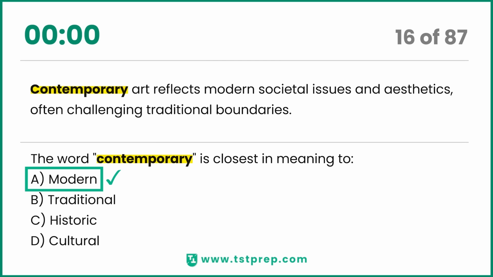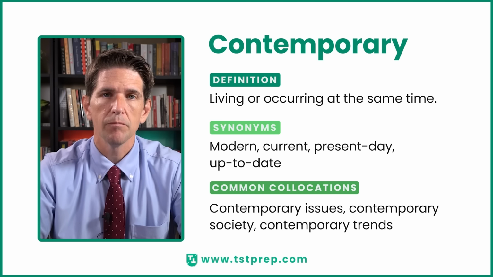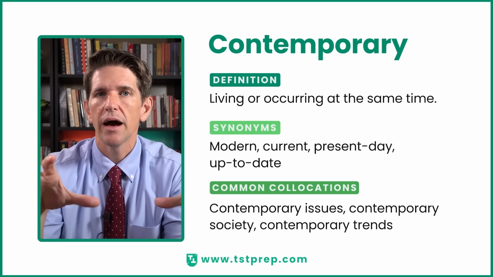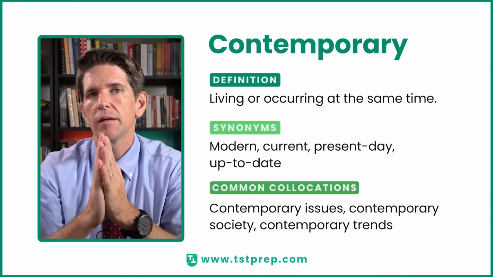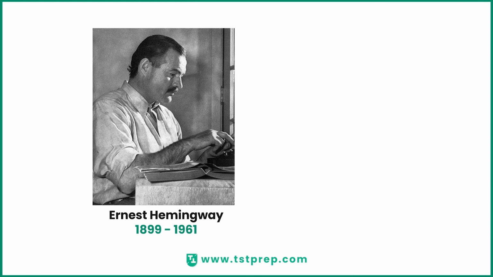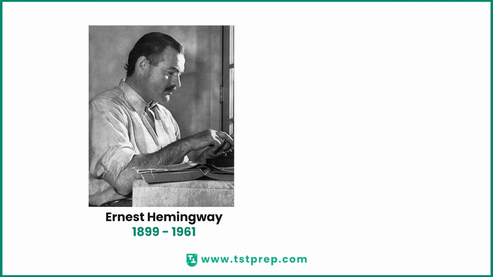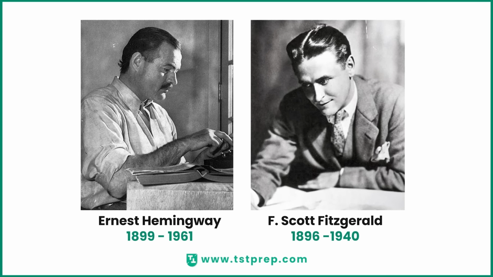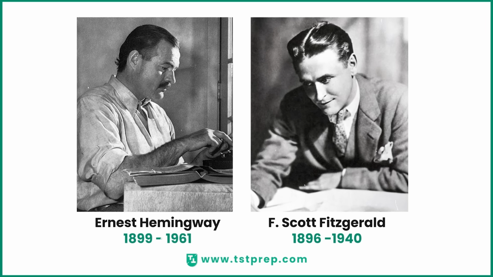All right, you probably know this one. Contemporary means modern. It means living or current at the same time. So contemporary, we usually think about it as modern, as right now, but it pretty much means at the same time. You know, if you were talking about the past and you were talking about Ernest Hemingway, who lived 100 years ago, a contemporary of Ernest Hemingway was F. Scott Fitzgerald. They were contemporary, so they were living at the same time. But usually we think about it as modern right now.